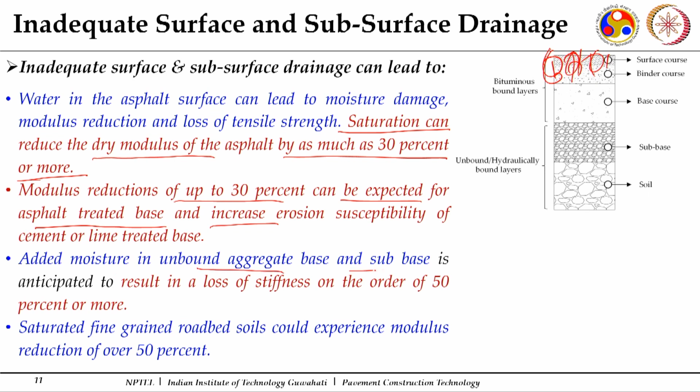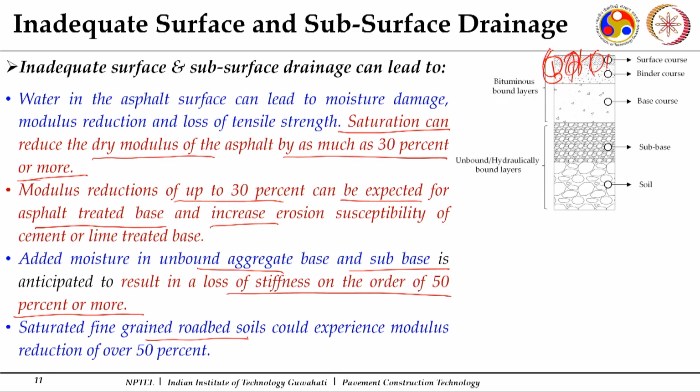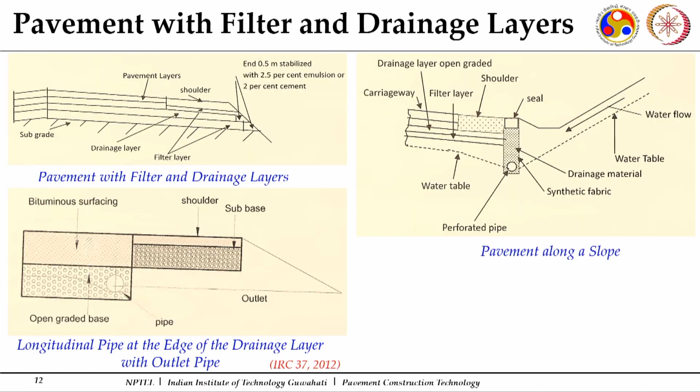Added moisture in unbound aggregate and base: when it goes to your lower layers, which are the base courses and subbase courses, a loss of stiffness of the order of 50% or more is expected. When water goes to these granular courses, they lose their strength, up to 50%. So, see how challenging it is if you do not have proper surface and subsurface drainage available. Saturated fine-grained roadbed soils could experience a similar modulus reduction, a significant reduction of 50% in your subgrade soils also, with the intrusion of water.